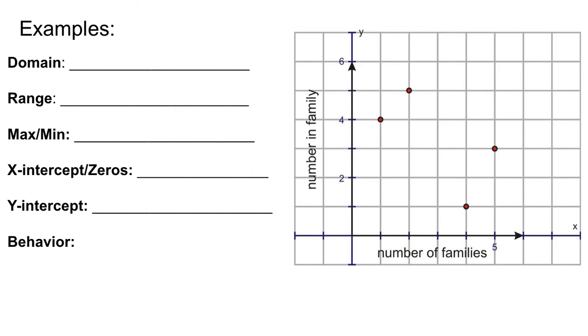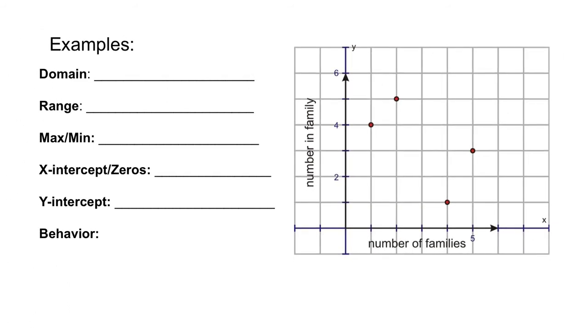Now this is a different kind of graph. This is a discrete graph. The other was continuous. So continuous data is connected with lines. Discrete data is just points. So when you have discrete data, you have to do your domain and range as a list of points. It cannot be an interval, because there's not anything in between it.